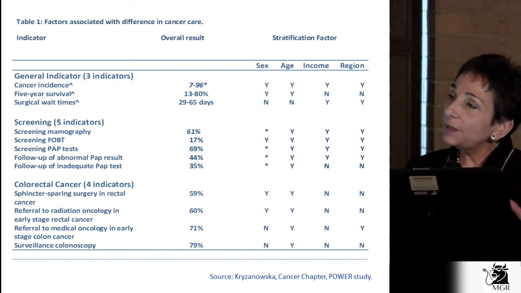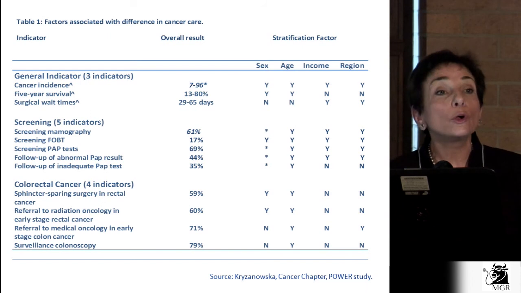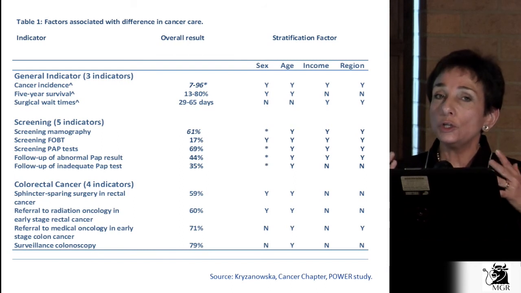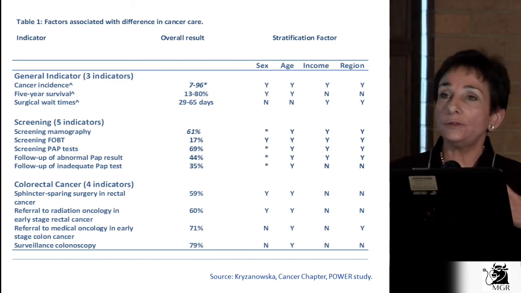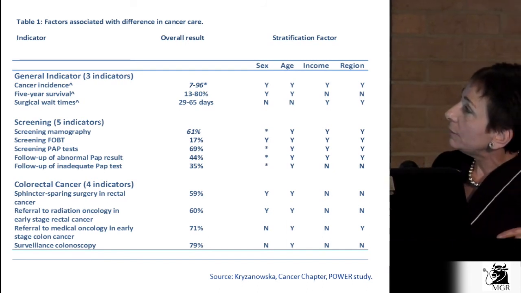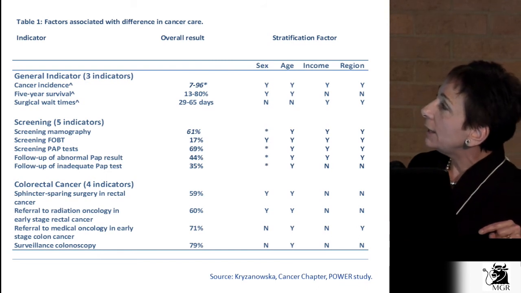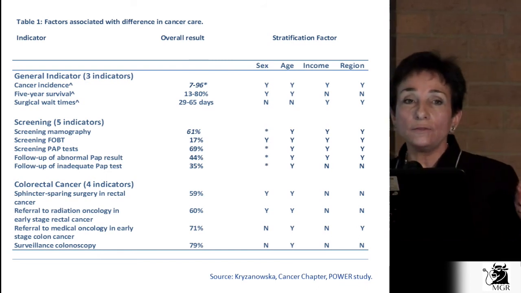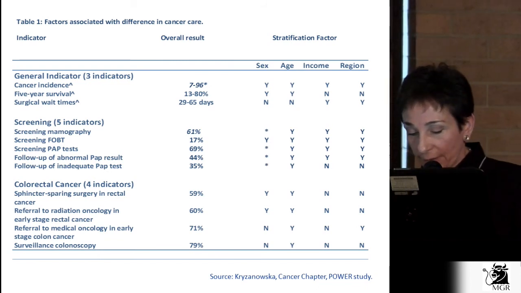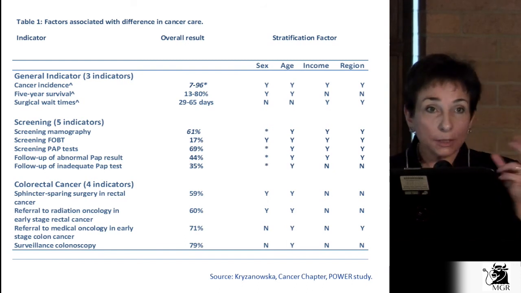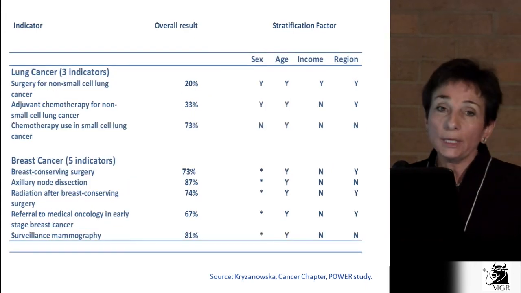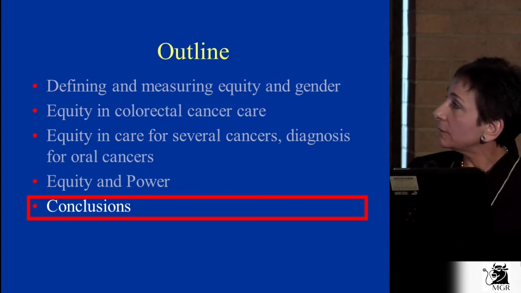What they did in this report is they produced a report card, and I'm not going to go into this in detail, but I think it gives you an opportunity to eyeball how the differences were with respect to all the quality indicators that they looked at. So these were the various stratification factors, and the Ys indicate when they found that there was a variation for that stratification factor for each of the indicators that they studied. And so I would recommend, if you'd like to see this in more detail, that you go to the Power Study website, where you'll be able to find these reports.